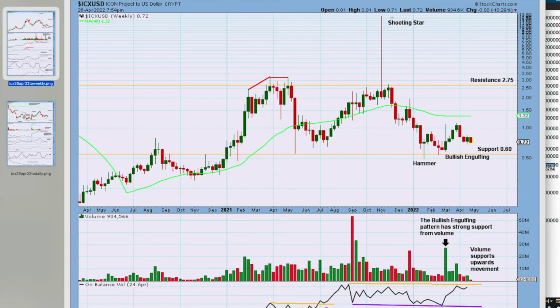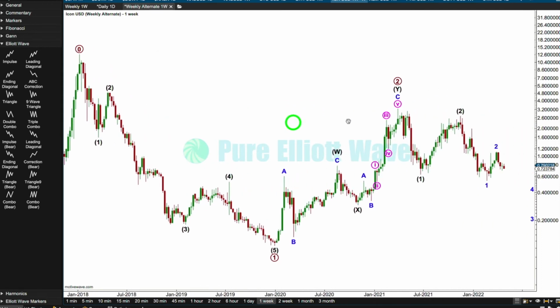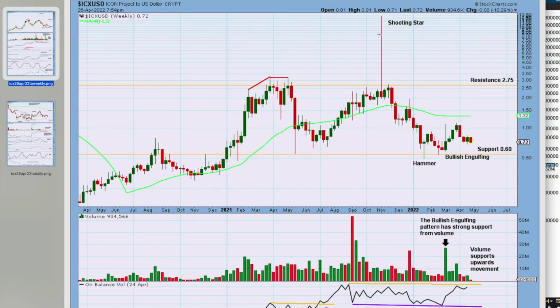On the weekly chart, at this important high, let's just go back to, we're looking at this high up here, my weekly chart. I'm not looking all the way back to here, I'm just looking at this. So this high at the weekly chart level, there's a huge bearish shooting star candlestick pattern. So it's unsurprising we're getting downward movement. Now there's a hammer candlestick here, and this bullish engulfing pattern here, which has really strong support from volume.